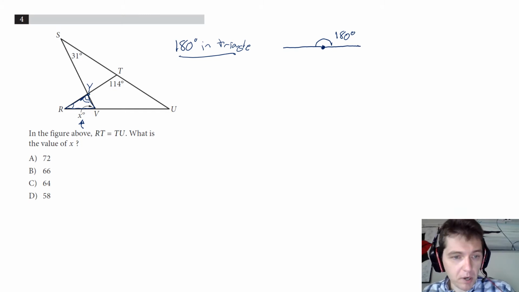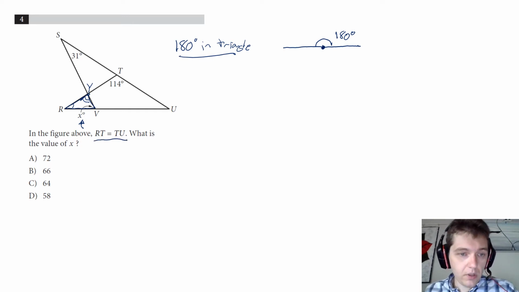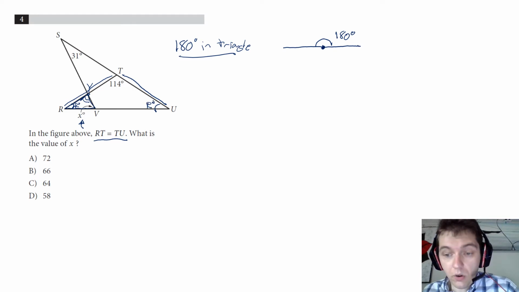But to jump into this problem, let's start with the information they give us. In the figure above, RT is equal to TU, which means that this line here, RT, is equal to this line here, TU. That defines RTU as an isosceles triangle. It means that this angle R is equal to this angle U. So we can just say that this is the angle R, and this is also labeled U, but it's equal to the angle R as well.